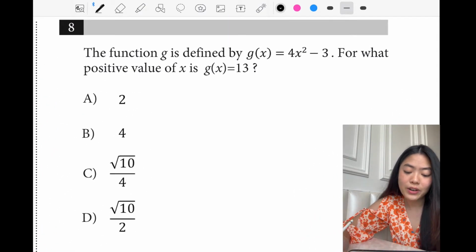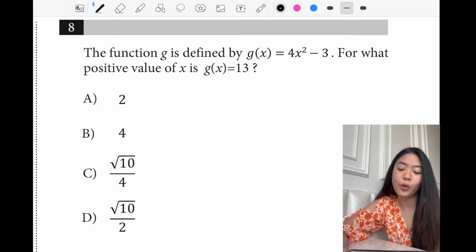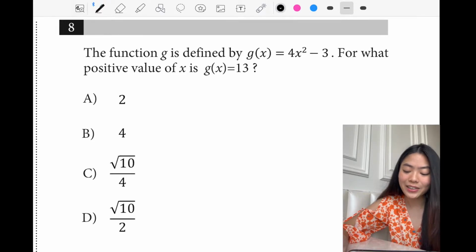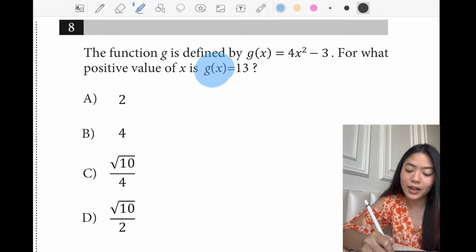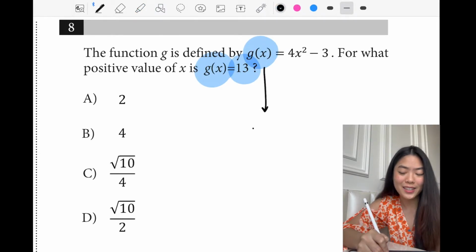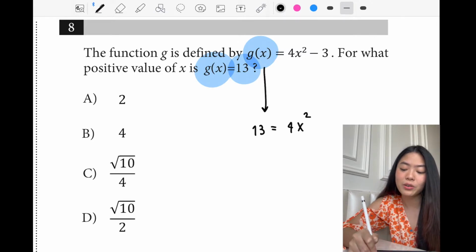Next, the function g is defined by g(x) equal to 4x squared minus 3. For what positive values of x is g(x) equal to 13? Okay, so from here it's given that the value of g(x) is 13. So what we're going to do, we can substitute g(x) is 13 and set it equal to 4x squared minus 3.